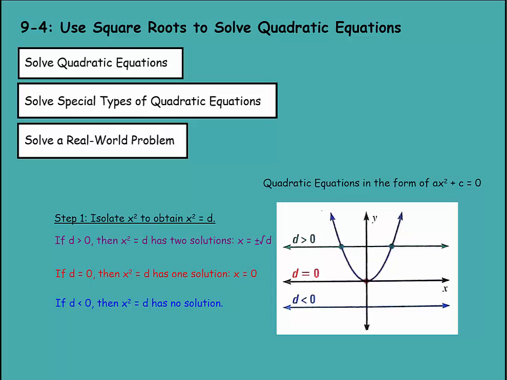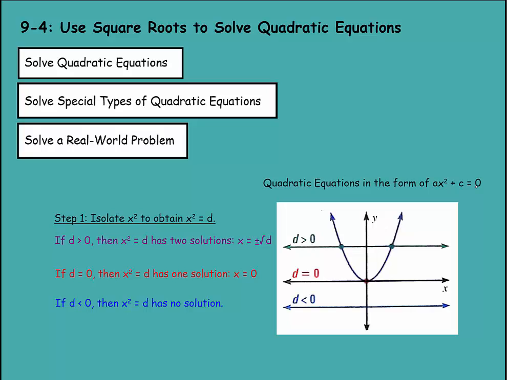We're on lesson 4 of chapter 9, where we're going to use square roots to solve quadratic equations. First we're going to solve quadratic equations, then we're going to solve special types of quadratic equations, then we'll solve a real-world problem. Today we're working with quadratic equations in the form ax squared plus c equals 0. Notice we're missing the bx in the middle. When we have this special form, we can solve it in this way.